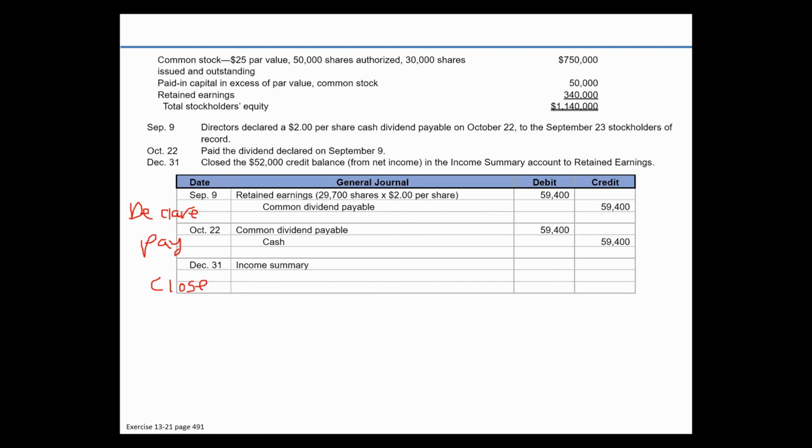And then finally, to close out our books for the year and to close out the $52,000 credit balance from net income in the income summary to the retained earnings, we would have a debit to income summary in an amount of 52,000, because it has a credit balance now. We want to close it, so we'd do the opposite. We would debit it, and then we would go ahead and credit the retained earnings for 52,000.